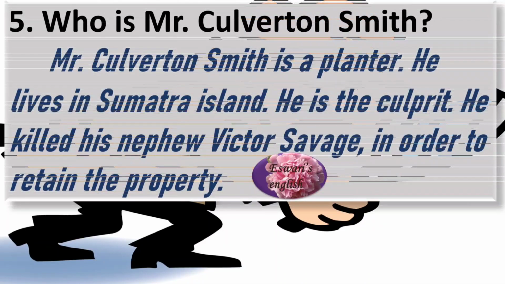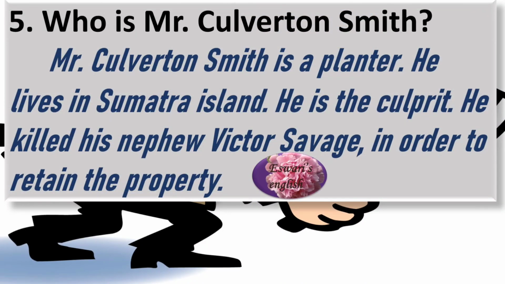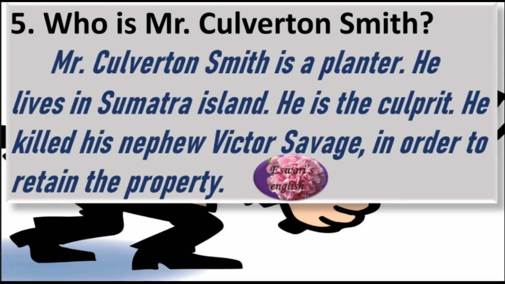Who is Mr. Culverton Smith? Mr. Culverton Smith is a planter. He lives in Sumatra Island. He is the culprit. He killed his nephew Victor Savage in order to retain the property.